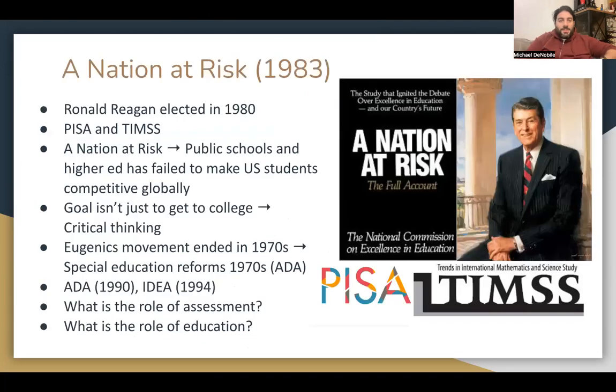Oh, we're going backwards in time. We've got to go forward, starting with the election of Ronald Reagan in 1980.